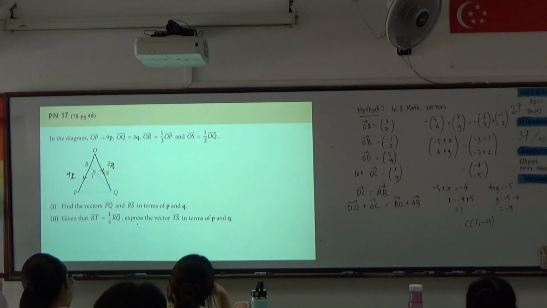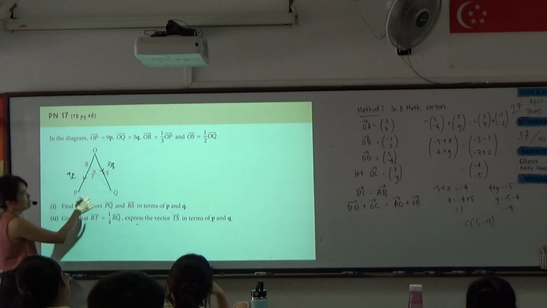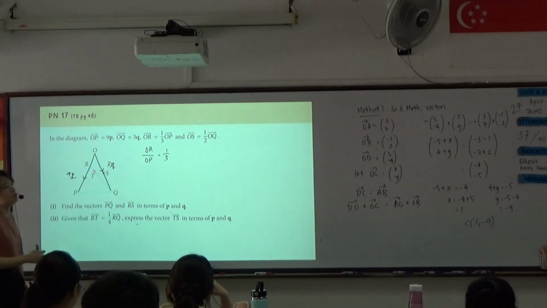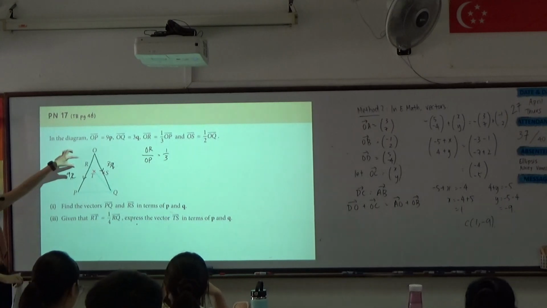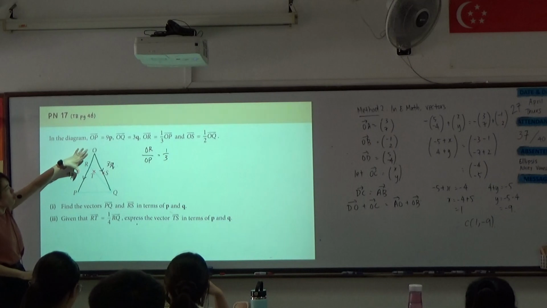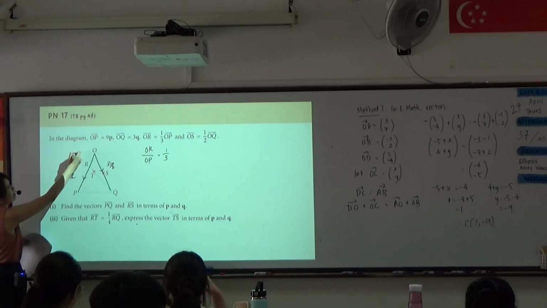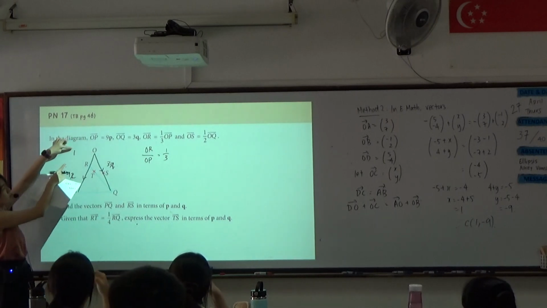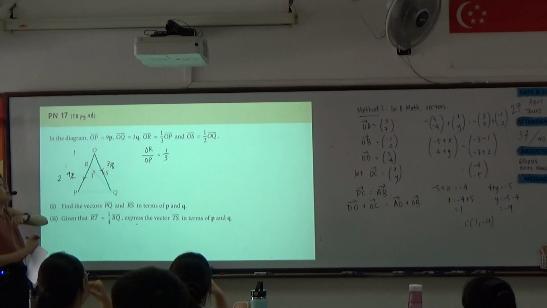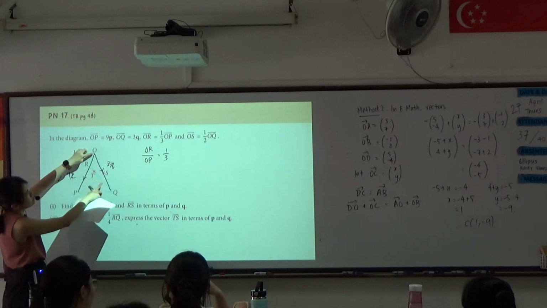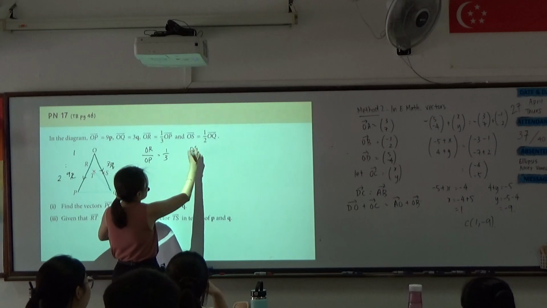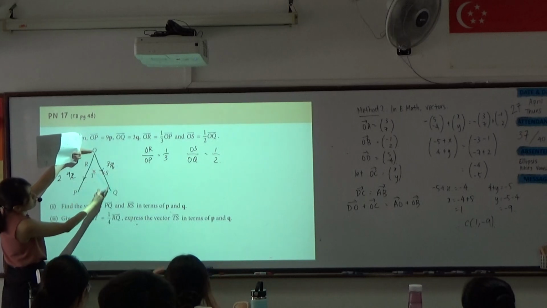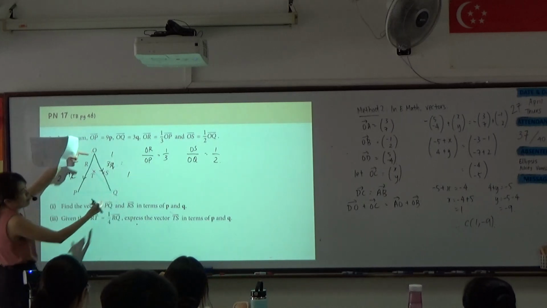Then the question also mentions that OR equals 1/3 of OP. In other words, OR over OP is 1/3. So that means OR is 1 unit, OP is 3 units. So the ratio is 1:2, because total is 3 units minus 1 unit, you get 2 units over here. And then OS equals half of OQ. In other words, OS over OQ is 1 over 2. So OS is 1 unit, OQ is 2 units. So it's actually a ratio of 1 to 1.